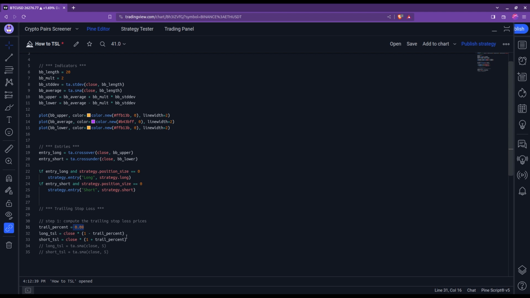But this is really up to you. You can come and plug in this long TSL or short TSL, whatever your strategy dictates. Here, for example, I just show another example where I could simply use an indicator as my trailing stop loss. Here, for example, it is an SMA average over 5 periods.